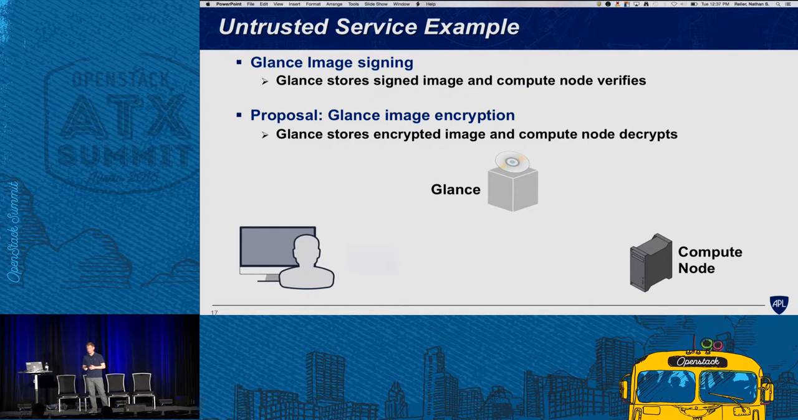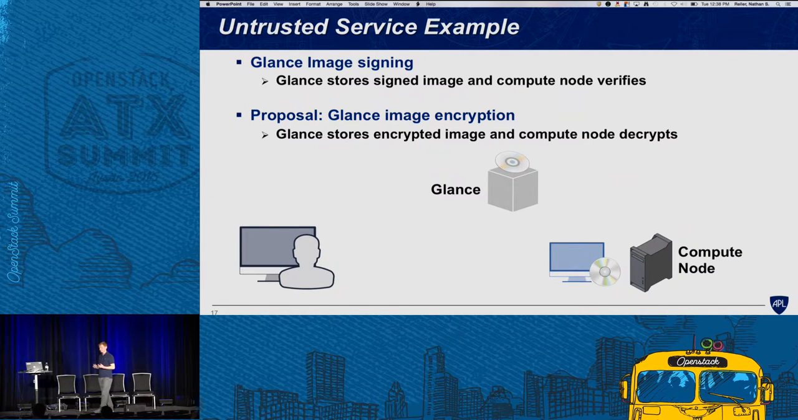If we see this in action, the first thing the user will do is create their pristine image, whatever that might be, and then sign it and encrypt it locally on their machine. They'll then give that up to Glance. Now Glance has an image that's signed, so it can't be tampered with. It's also encrypted, so if an adversary gets into Glance and starts retrieving images, they can't read the data, so I'm not too worried about that. Then when we want to use that image, we simply pass it over to the compute node, and it has access to the keys that are able to decrypt it as well as verify the signature on it.